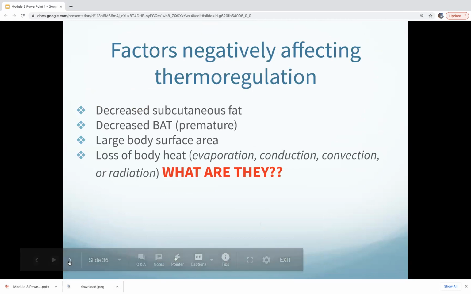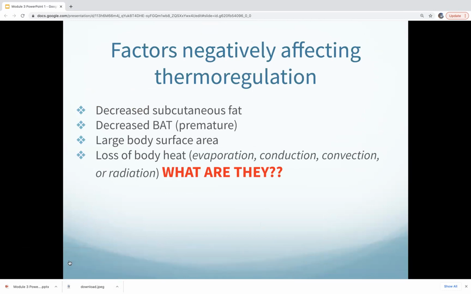Factors that are affecting thermoregulation: decreased subcutaneous fat, decreased brown adipose tissue, large body surface area. So your very large babies, you think, wait, it's only your small babies. But in your large babies, you have a larger body surface area to maintain temperature. And then loss of body heat. And now we're going back to fundamentals. Think about when you're learning how to take vital signs, temperature. When you were learning about temperature, you learned about evaporation, conduction, convection, and radiation.